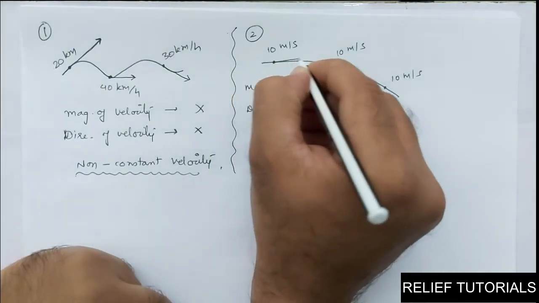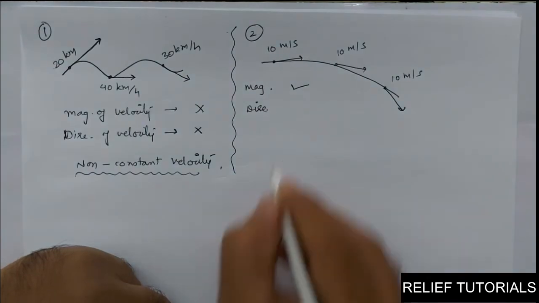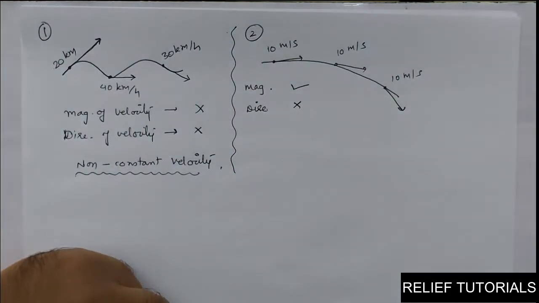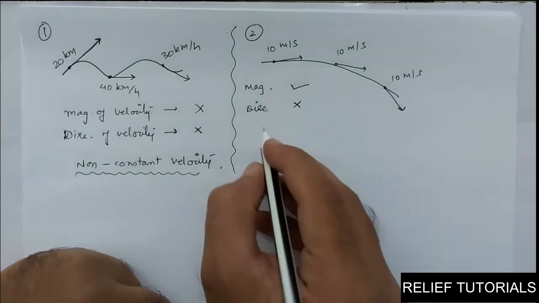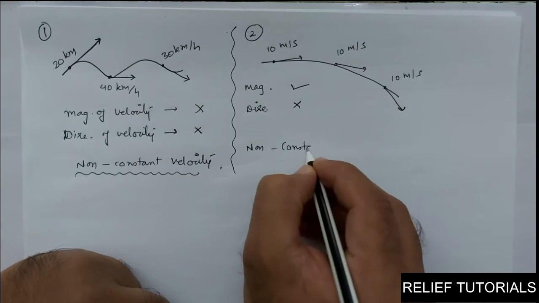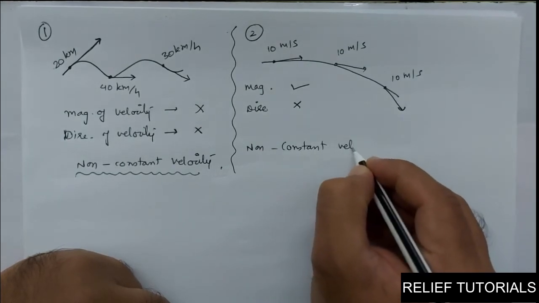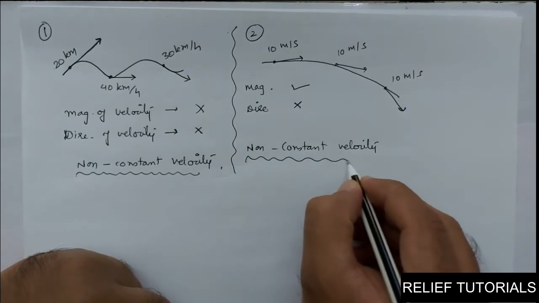Here the direction is almost flat. Here the direction is somewhat downwards, highly downwards. So direction is not constant. So if one of them is not constant, it is again non-constant velocity type of motion.